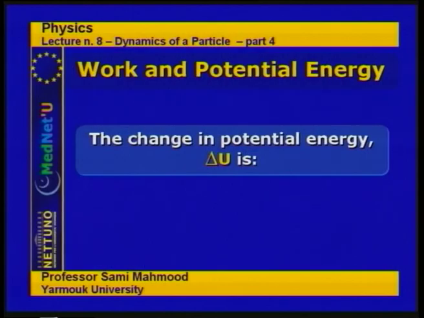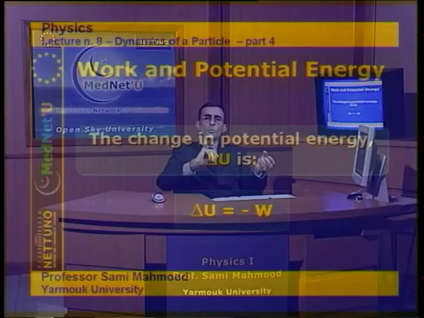In each case, the change in potential energy delta U is equal to minus W, because as we said, the work done by the force is equal to delta K, the change in the kinetic energy, but the change in the kinetic energy has the opposite sign of the change in the potential energy. That implies that the change in potential energy is equal to minus the work, delta U equals minus W.